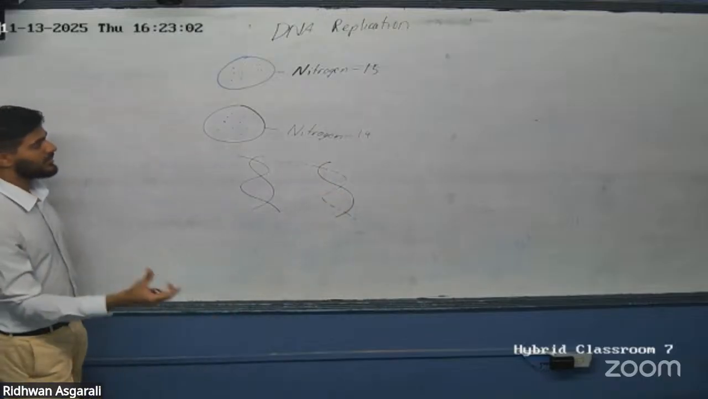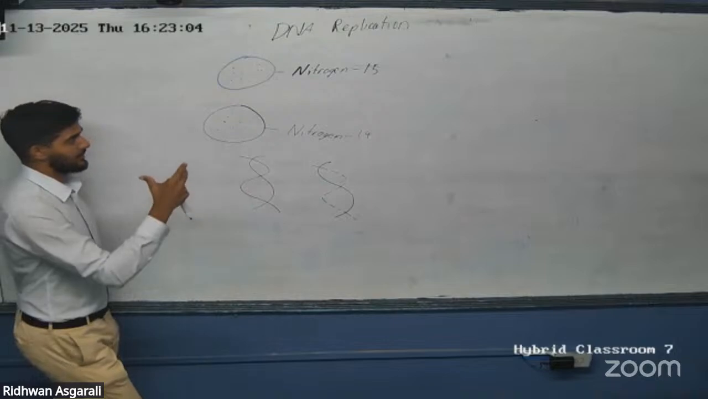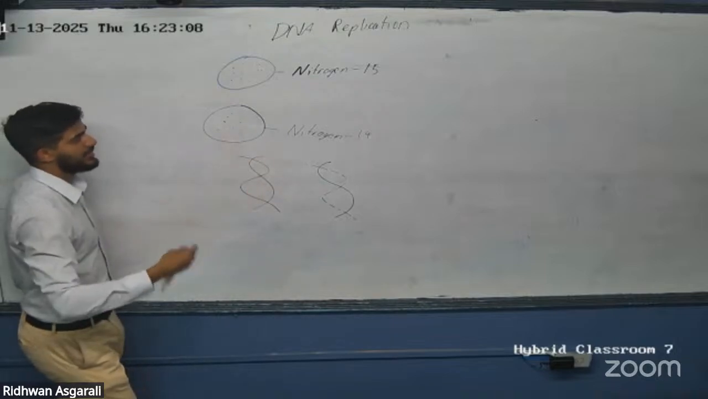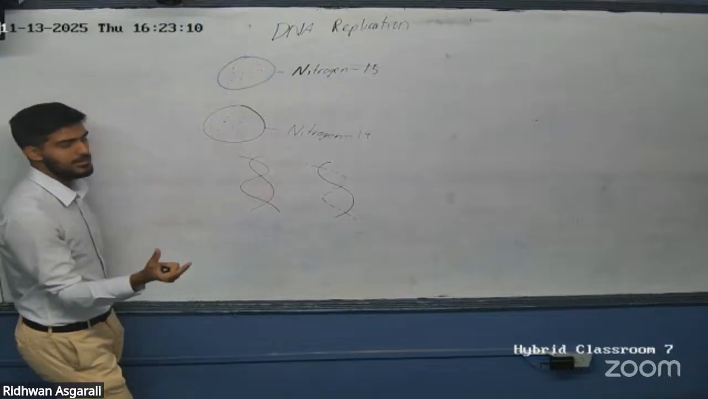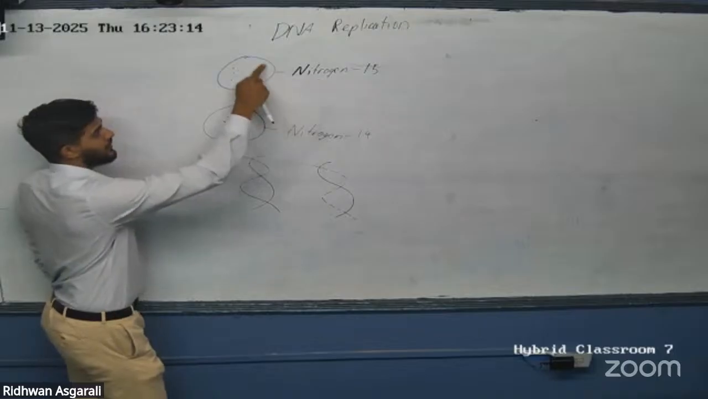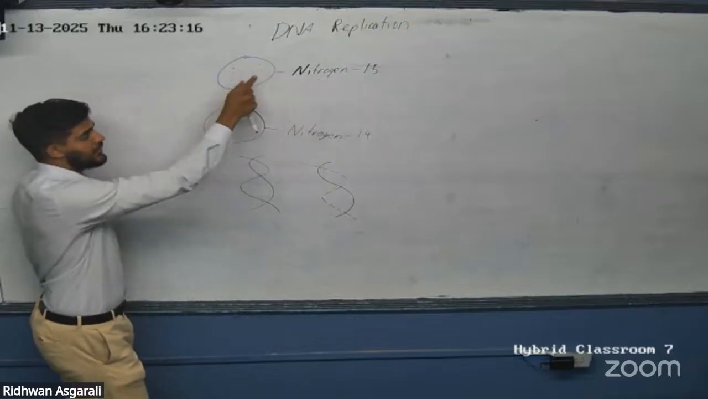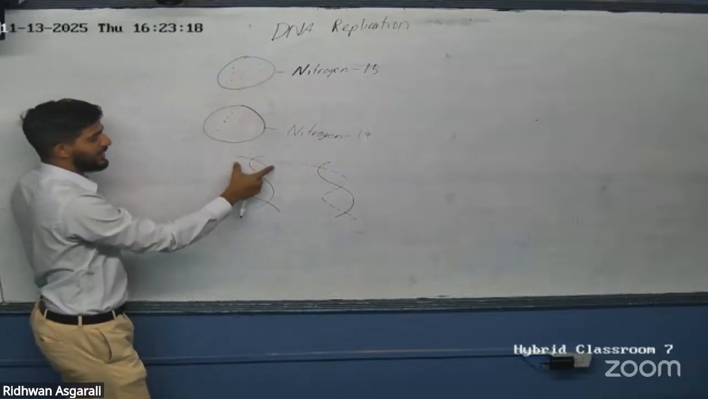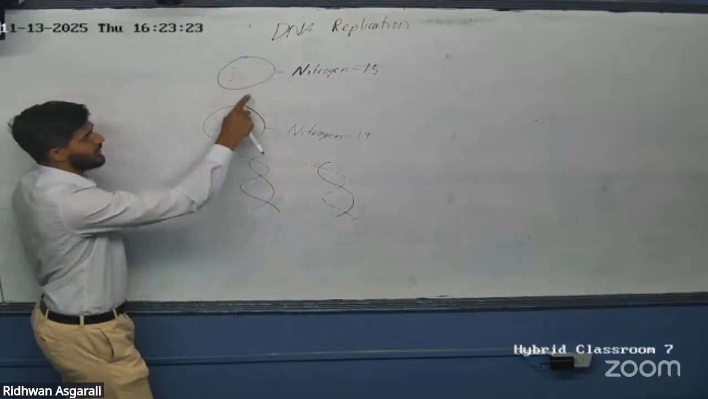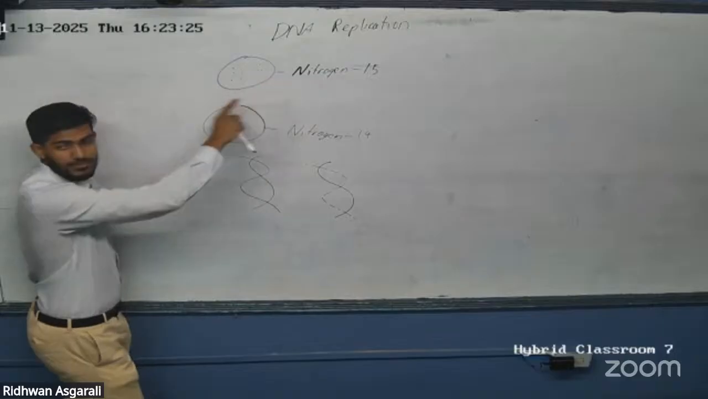All they're doing is, remember, DNA needs nitrogen, right? So where does it get nitrogen from? The organism gets it from the environment. So E. coli would have gotten nitrogen 15 from the petri dish. It's using nitrogen 15 in DNA replication, so all of its DNA originally would contain nitrogen 15.